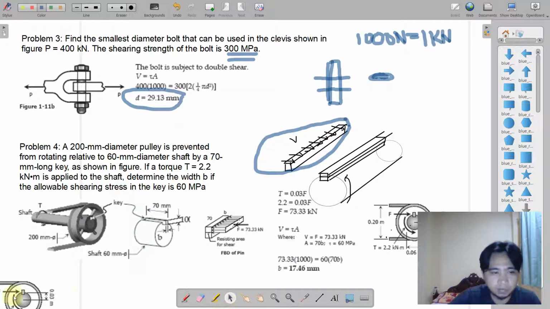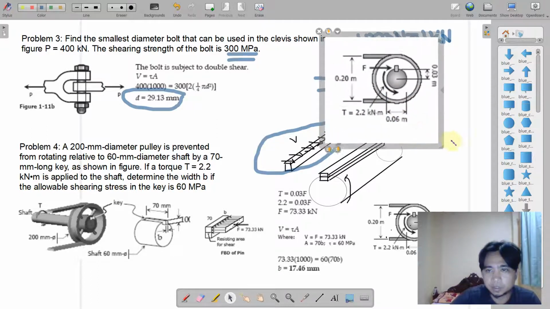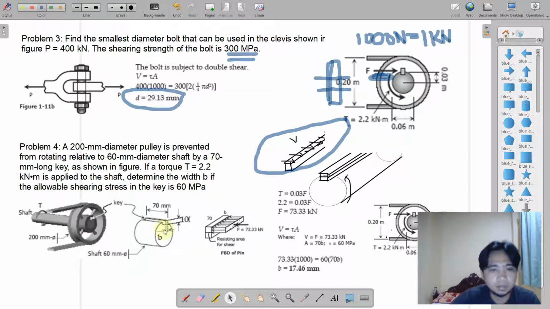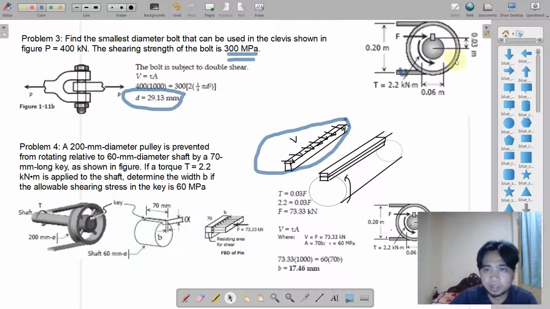So maybe we can have that figure here. Perhaps we can enlarge this one. Okay, so this is the slot I'm talking about. That space is intended to connect the shaft and the pulley. So what will be the tendency in the stress of that key?